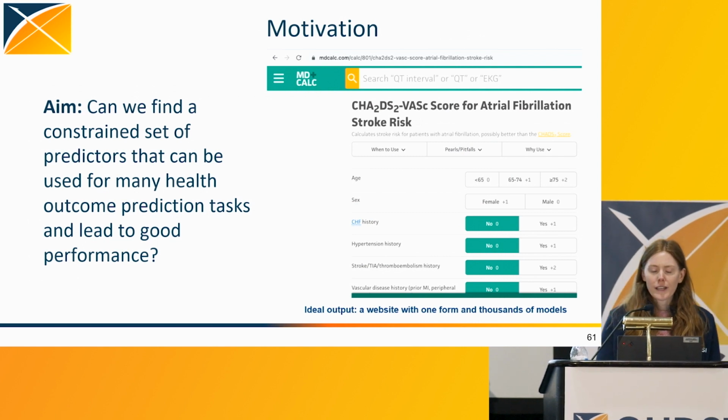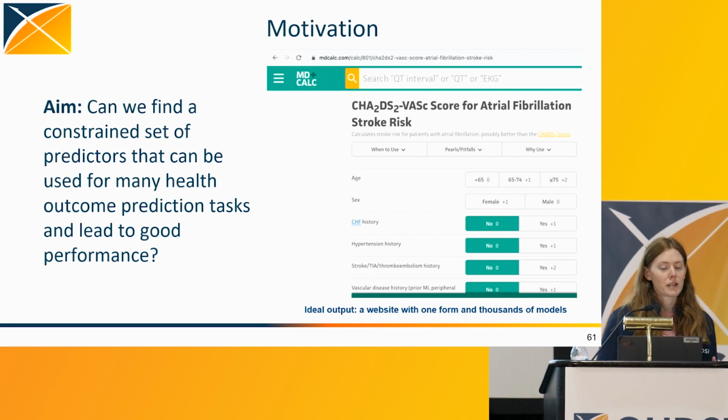So why is it that we're interested in coming up with this constrained set of predictors? Well, some of you may have come across websites like MDCalc, where you can go on there, pick a model you're interested in, and fill out things like your age, your sex, and a few questions about yourself. Press enter and it will tell you your risk of a certain outcome. But what you find with these is this will give you a risk of one outcome. If you wanted to see your risk of another outcome, you have to find another form, fill out a few more questions, press the button, and you get that risk. But this doesn't scale up.